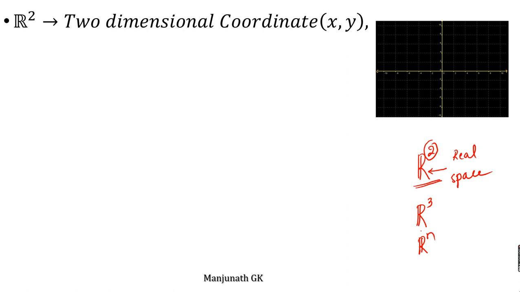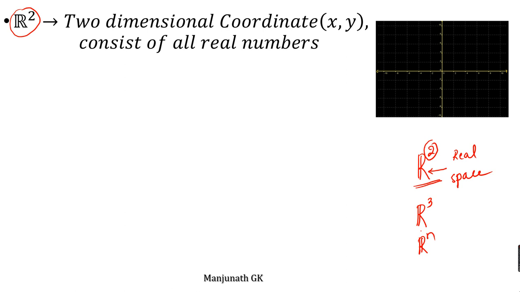So R2 indicates two-dimensional coordinates consisting of all the real numbers. Here those two coordinates are X and Y. This is the space here. This is a space. All right.